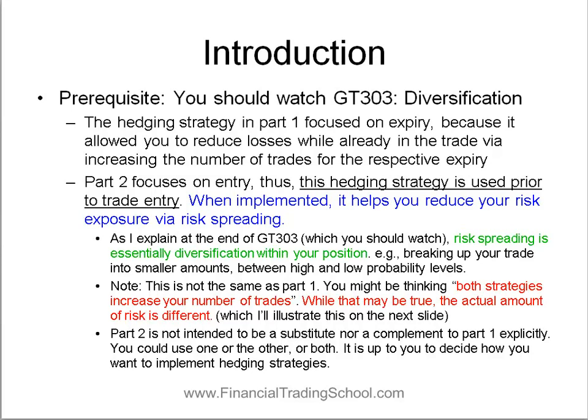As I explained at the end of GT 303, which you should watch, risk spreading is essentially diversification within your position, e.g. breaking up your trade into smaller amounts between high and low probability levels. Note, this is not the same as Part 1. You might be thinking both strategies increase your number of trades. While that may be true, the actual amount of risk is different, which I'll illustrate on the next slide. Part 2 isn't intended to be a substitute nor a complement to Part 1 explicitly. You could use one or the other or both. It's completely up to you to decide how you want to implement hedging strategies.